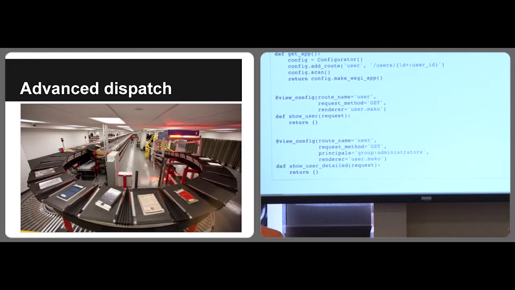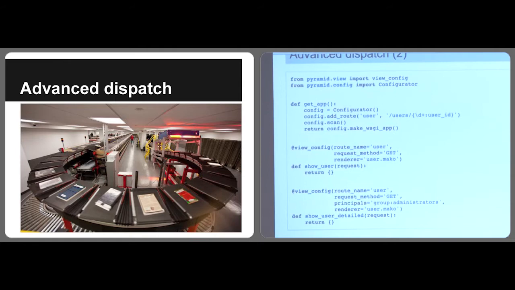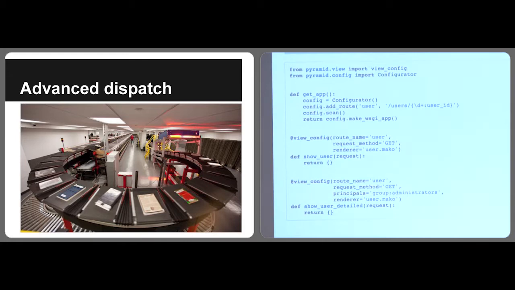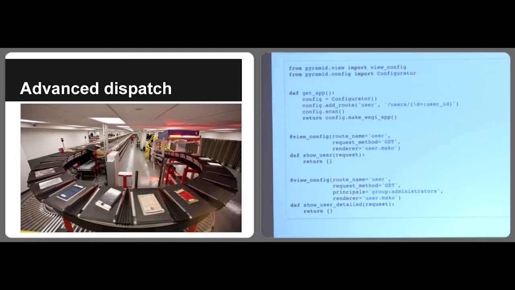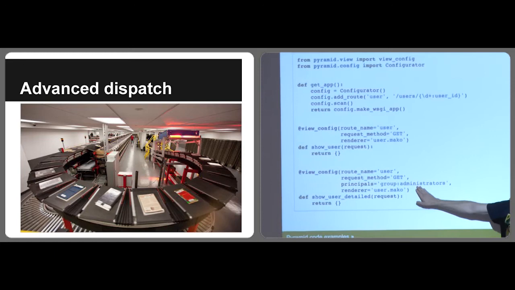So I told you we have predicates depending on the request, header, request method, parameters. But you can also have some predicates validated by Pyramid. There is an authentication system based on a user password or maybe a cookie or Facebook login. You can say, OK, this is a user I know, and it's an administrator. And I can define, for the same route, a view for regular users and a view for administrators.